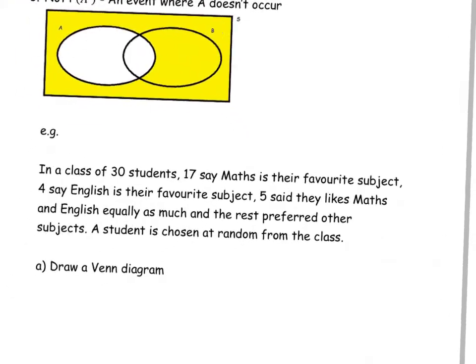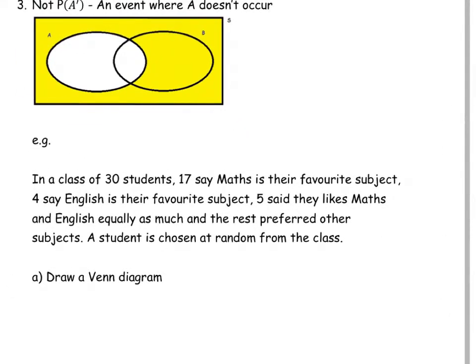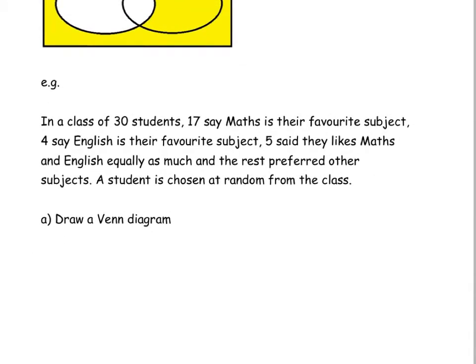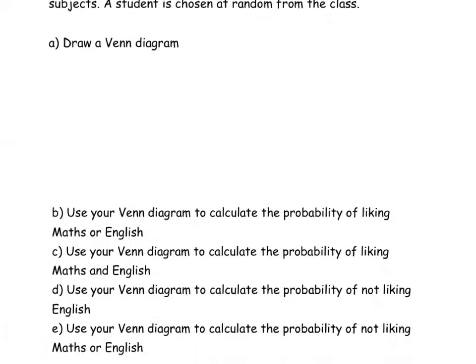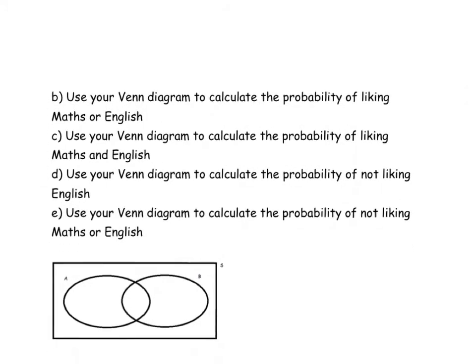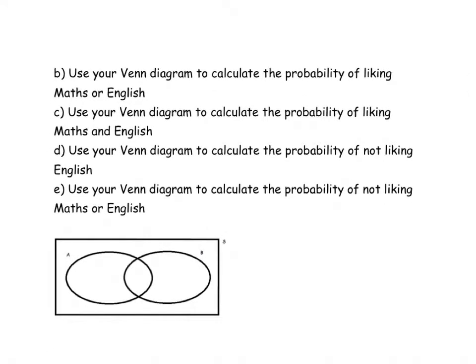In a class of 30 students, 17 say maths is their favourite subject. 4 say English is their favourite subject. 5 said they like maths and English equally as much, and the rest preferred other subjects. A student is chosen at random from the class. Firstly, draw a Venn diagram and then use that to calculate these various probabilities.